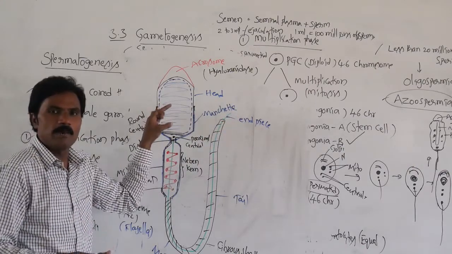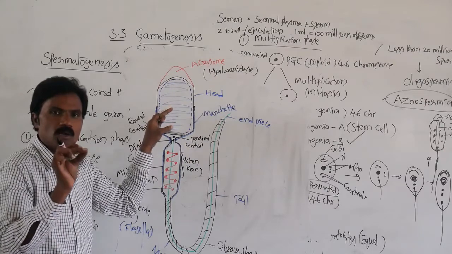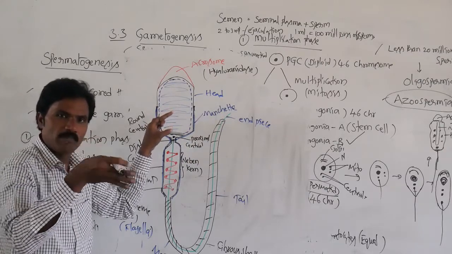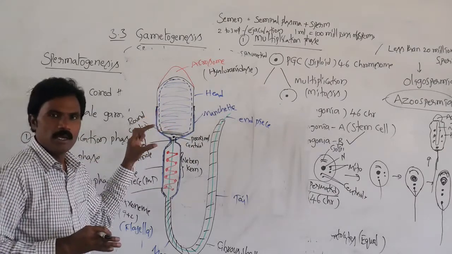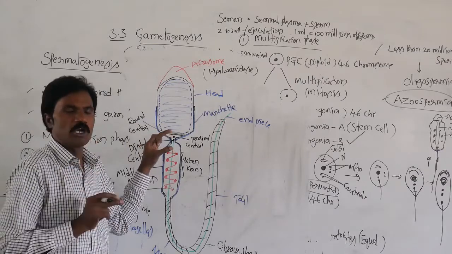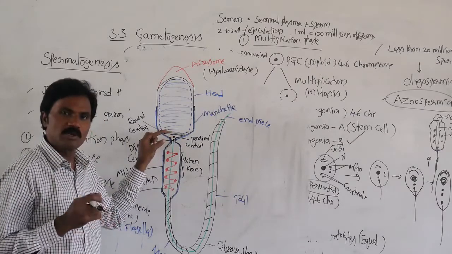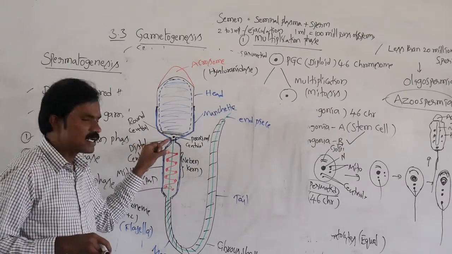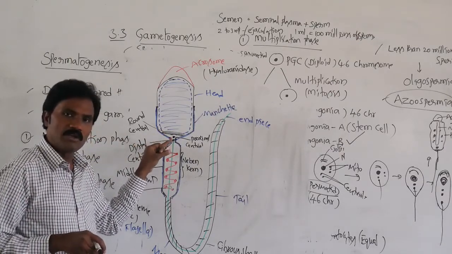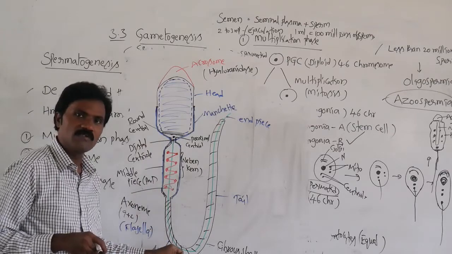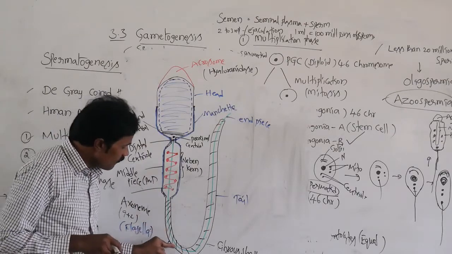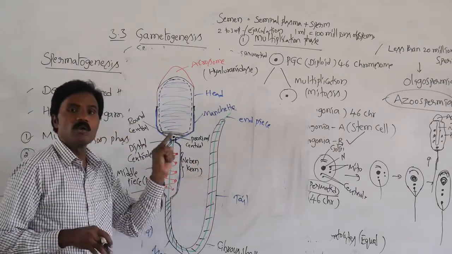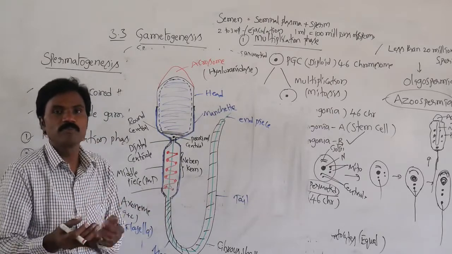So, the head part has the acrosome, which plays an important role in penetration of the female gamete. In the neck part, two centrioles are present. The proximal centriole plays a vital role in the first cleavage of the zygote. The distal centriole continues as the axoneme and forms the flagellum.